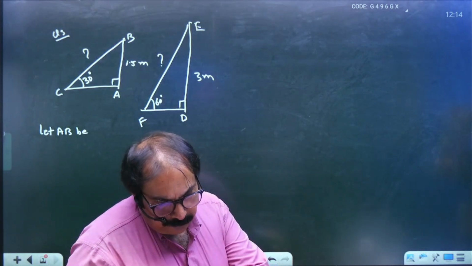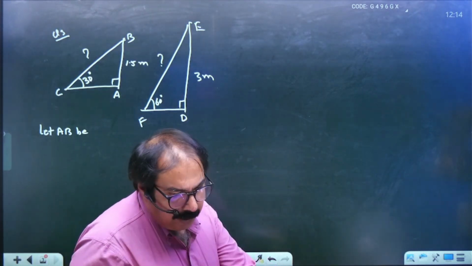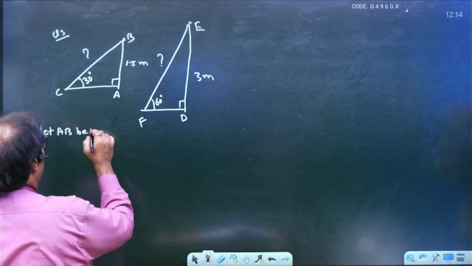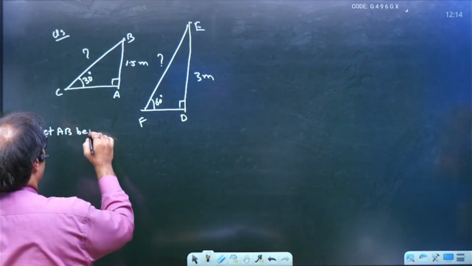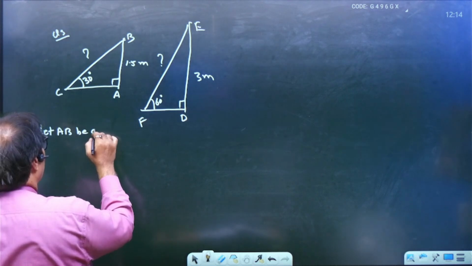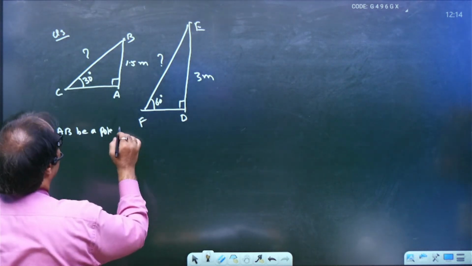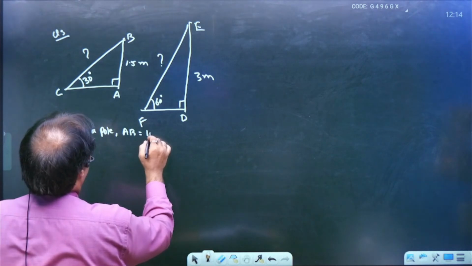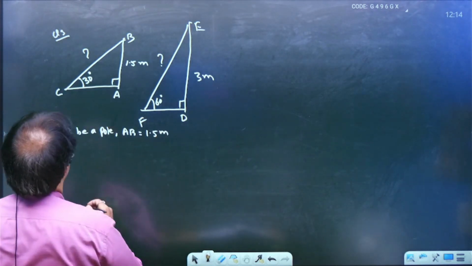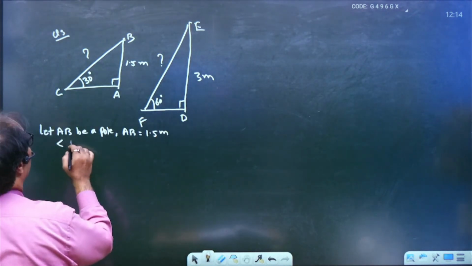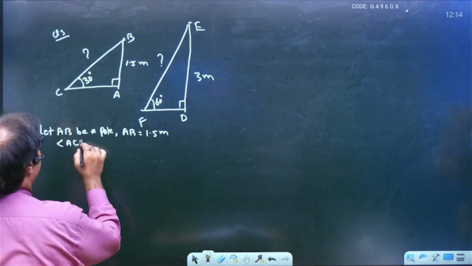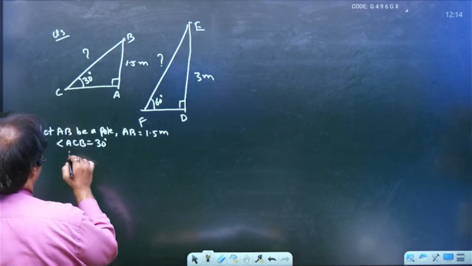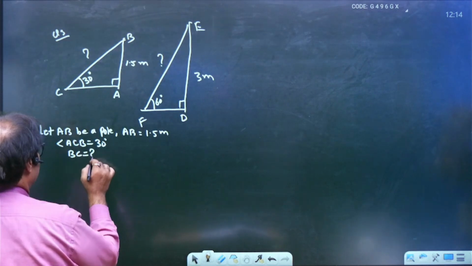At a height of it now. What should be the length of the slide in each case? So let the length of AB be a pole, such that AB is equal to 1.5 meter and angle of inclination, that is ACB, is equal to 30 degree. What we have to find? We have to find BC.